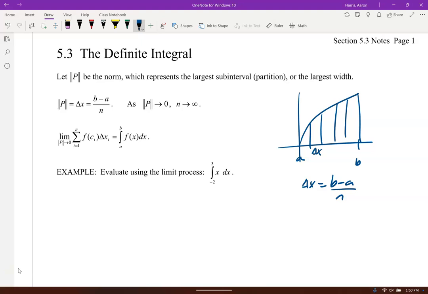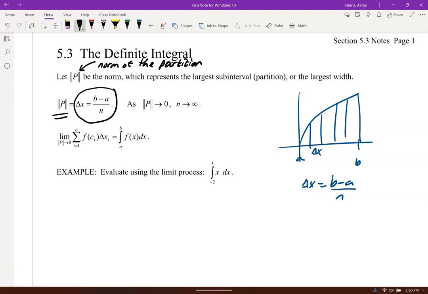same. You can have what's called the norm of the partition. This is the norm of the partition. So if the norm of the partition is all the same widths, then yeah, delta x would be b minus a over n, but it doesn't always have to be.